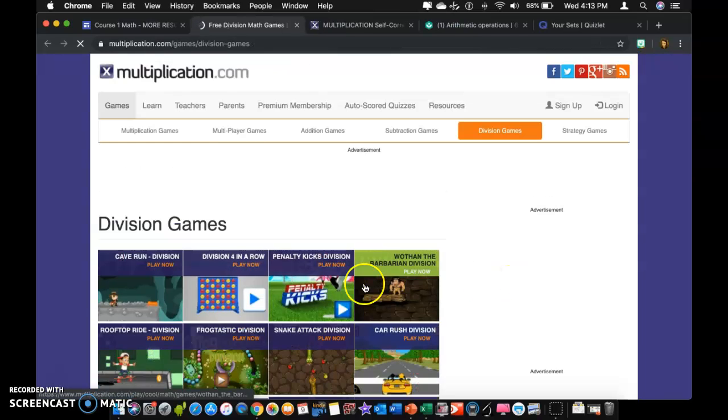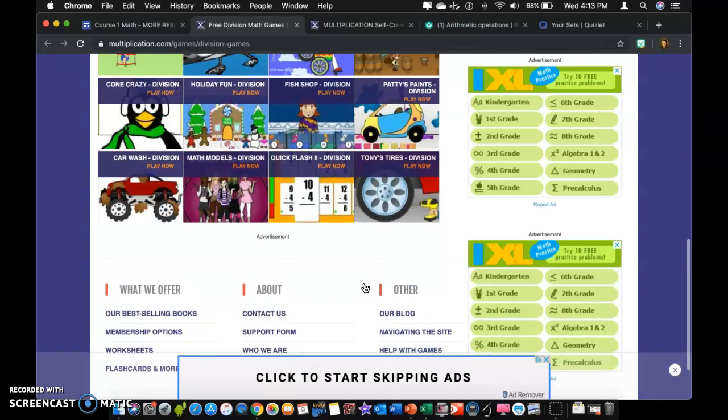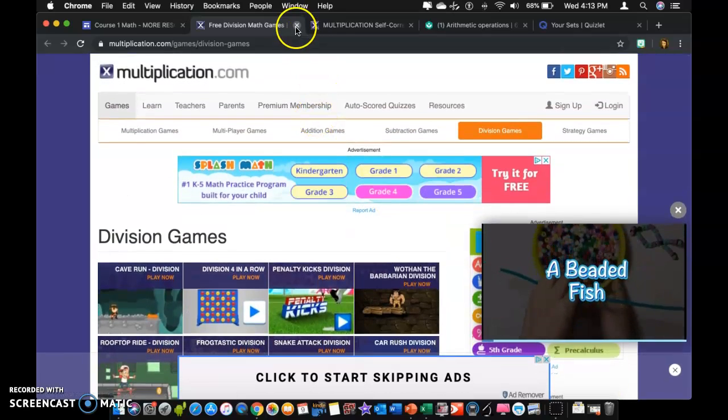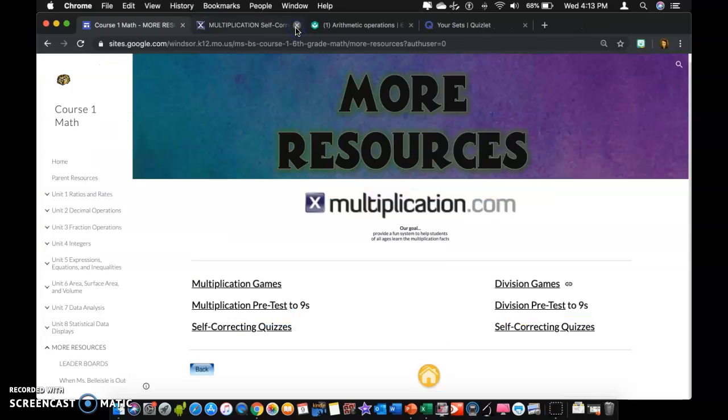Here is division games, and each of these games have been designed to help reinforce their skills. None of them are inappropriate. You're not going to find cursing. You're not going to find inappropriate anything, and you're going to be able to allow them to play these several times. They can actually play against other kids in other schools, and it makes it very fun for them. So that's under more resources.